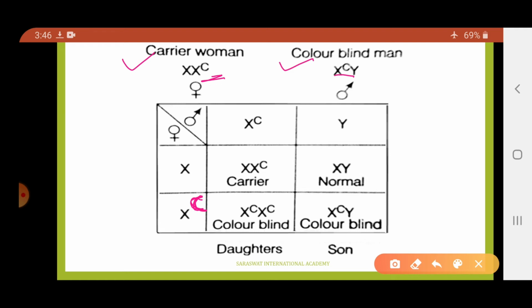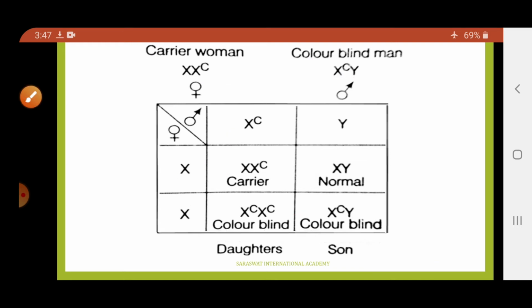And what are the sperms produced? Basically X^C and Y, because the male is color blind. Now suppose this with this X X^C, that is a carrier daughter. Then X and Y, it is a normal son. Then X^C X^C, which means a color blind daughter, and X^C Y, which means a color blind son. So if a carrier woman marries a color blind man, then there are chances that a daughter developed through them may be color blind.